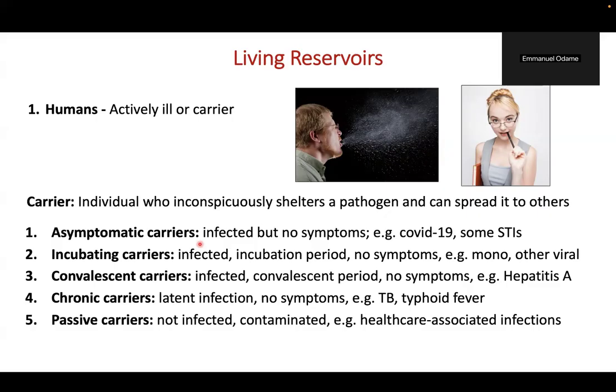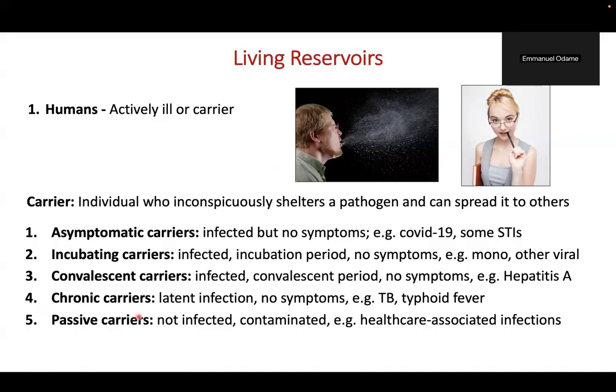you are given the STI. And then the second one is incubating carriers. They are infected and are just within the incubation period, so they are not showing any symptoms until they give it to somebody. And the third one is convalescent carriers. Basically, they are infected and within the convalescent period. They show no symptoms. One example is hepatitis A. You wouldn't see it until you kiss somebody and get transmitted with it, or you have contact with the person, you just get it.